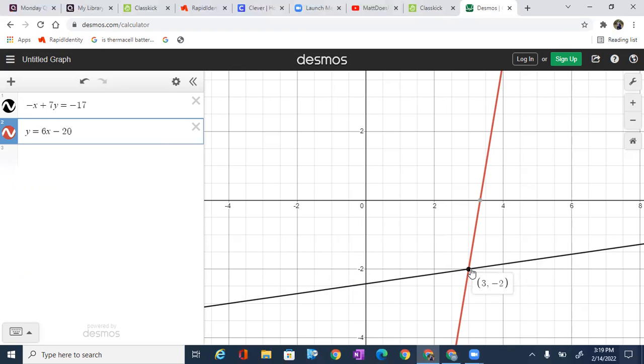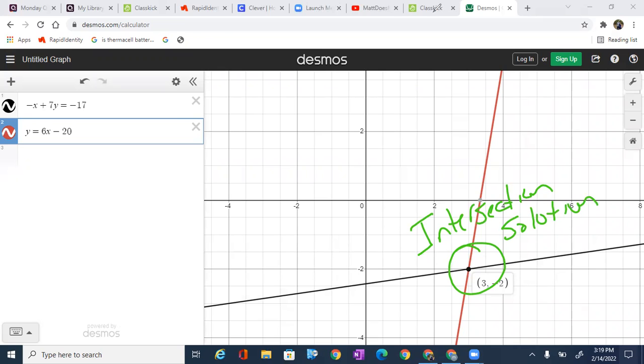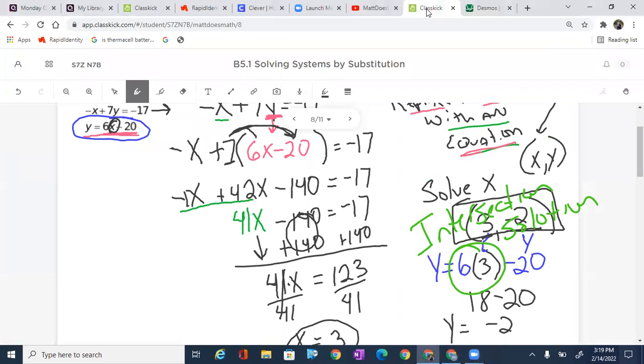You can see that the answer there is (3, -2) right here. There's the intersection. And that is the solution to our system of linear equations, (3, -2). We have verified it based off of our work. And so we are in good shape. That is how you would solve a system of linear equations using substitution.